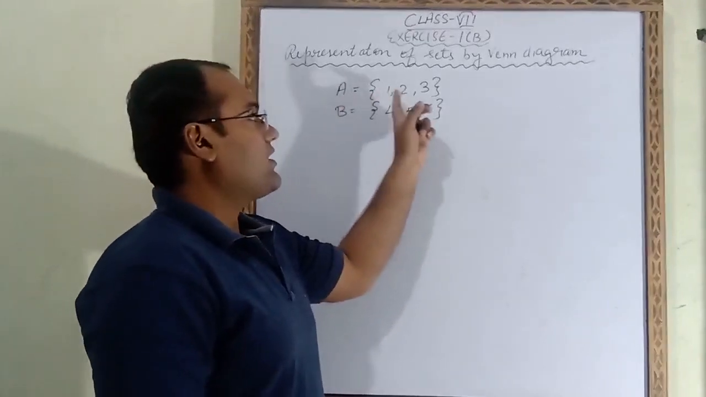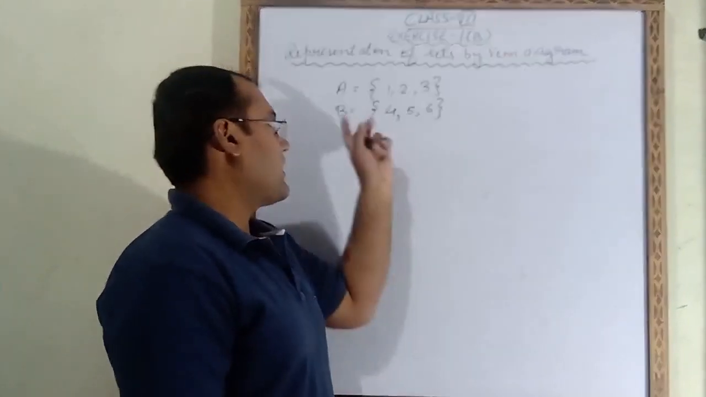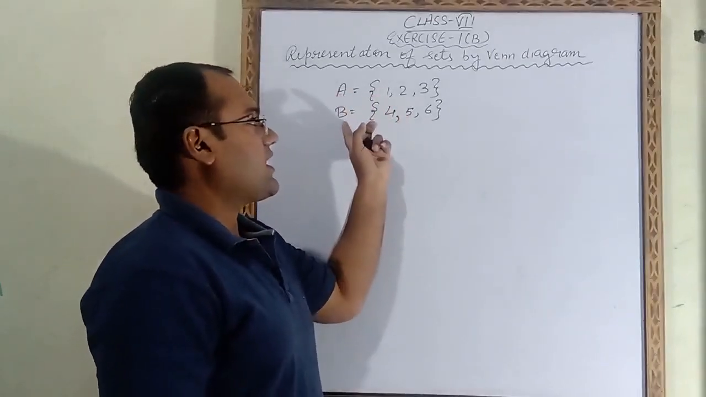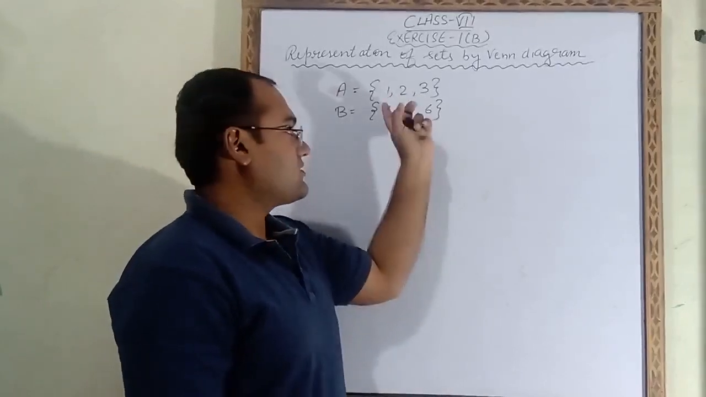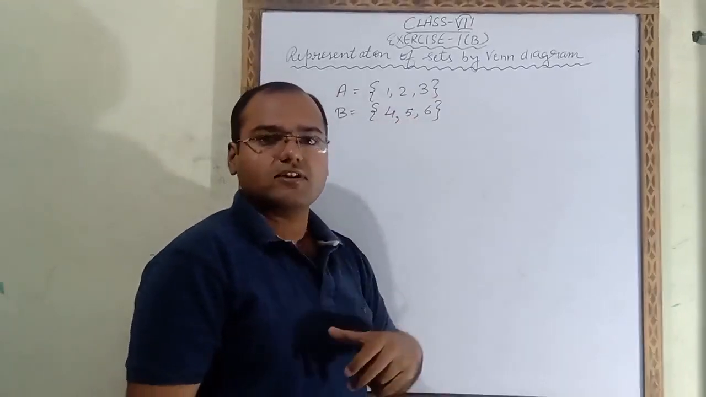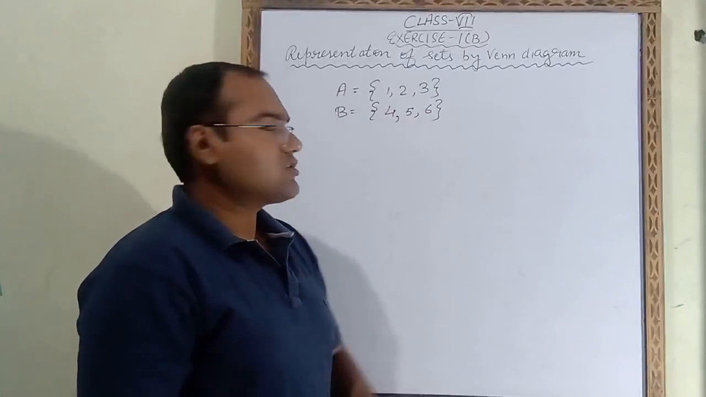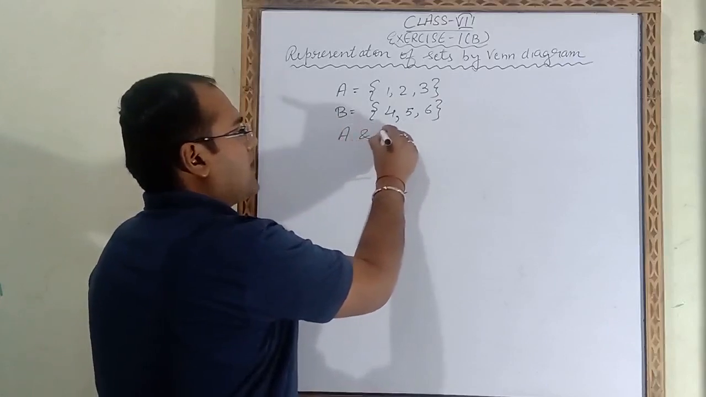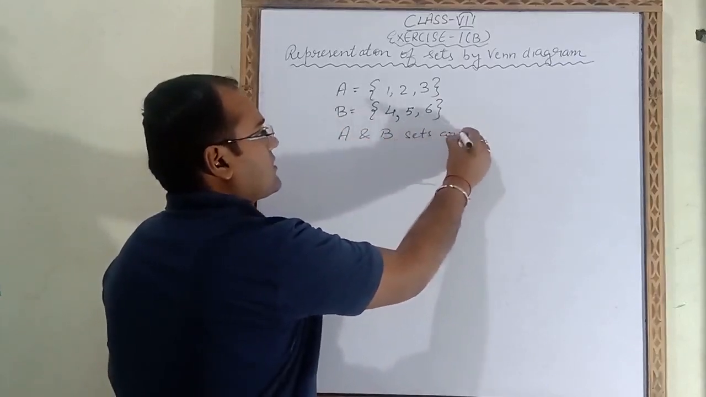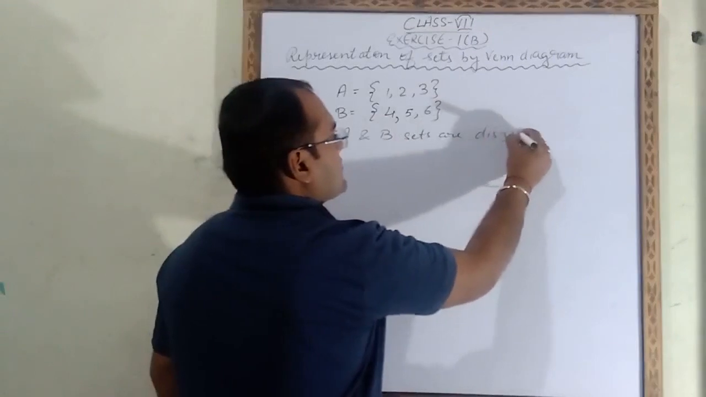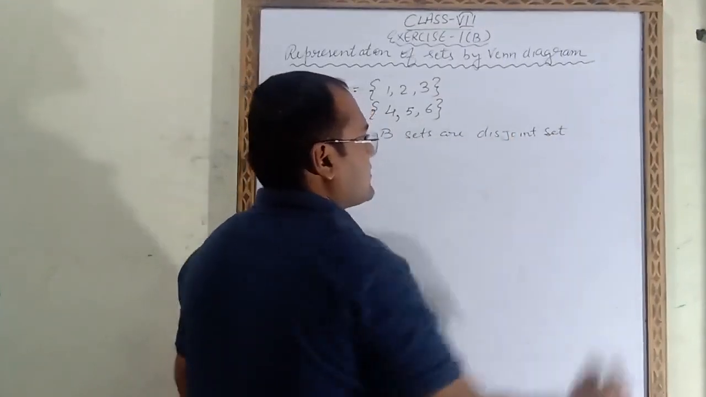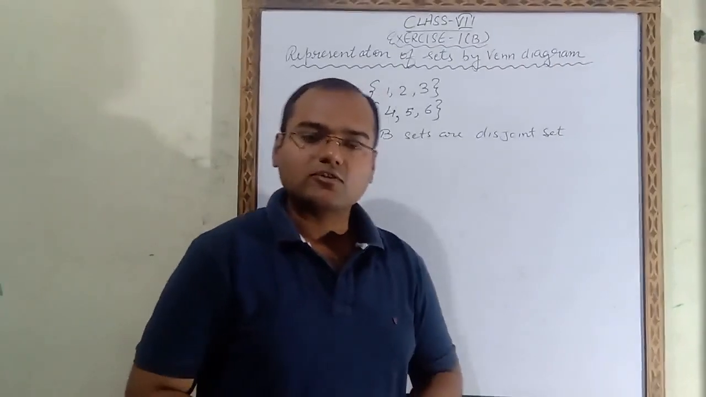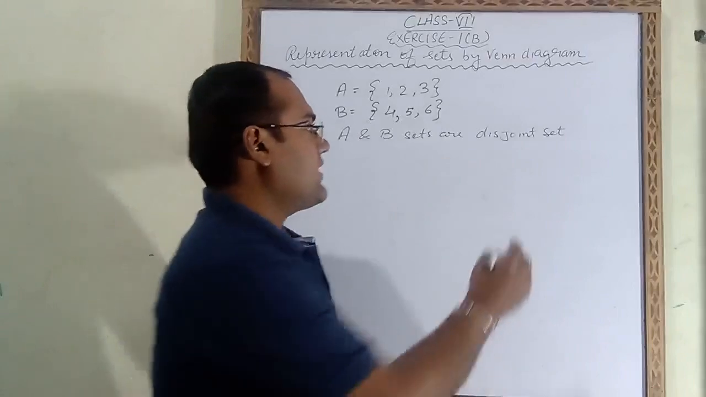In A, 1, 2 and 3 are given, and in B, 4, 5 and 6 are given. In both sets A and B nothing is common. Here it is 1, 2, 3 and here it is 4, 5, 6. That means no number is common in both. So such sets are called disjoint sets. Sets in which no member is common are called disjoint sets.